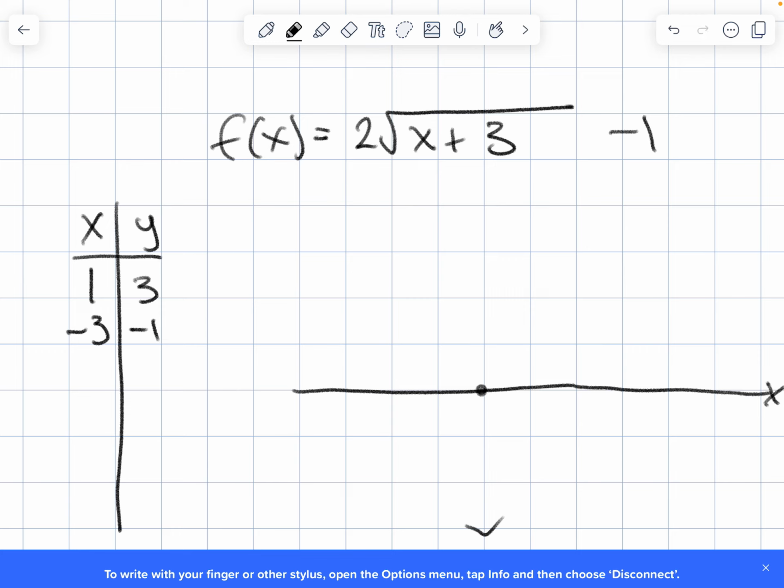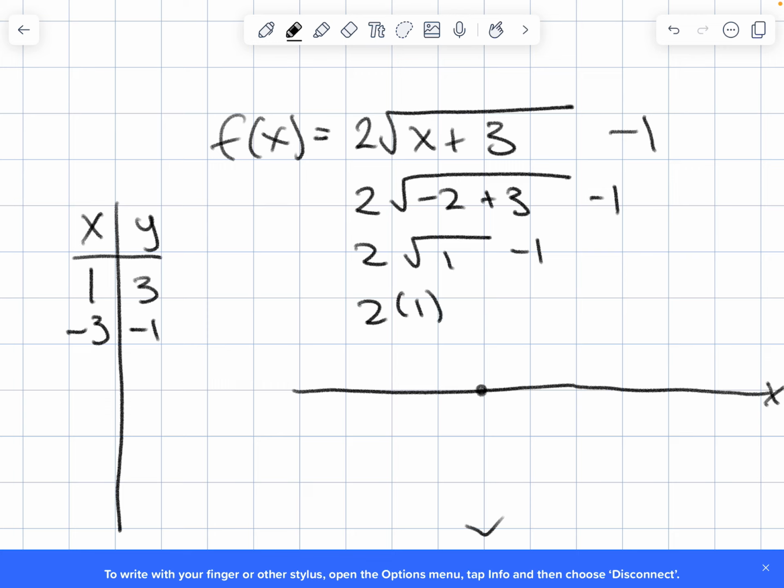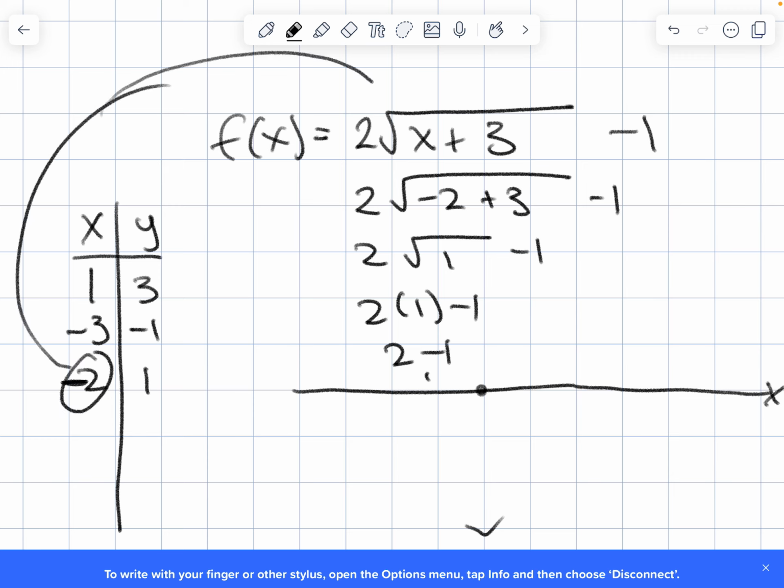Let's try negative 2. So if we do negative 2 plus 3, that is 1. Square root of 1 is 1. 2 times 1 is 2. 2 minus 1 is 1. So we end up with the point negative 2, comma 1. We fed this equation a negative 2 and a positive 1 came out of it. Negative 2 was our input, positive 1 was our output. Okay, so now we can graph these points.